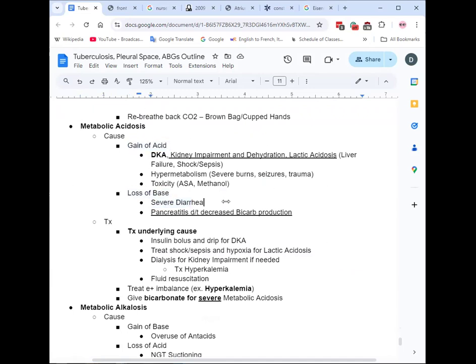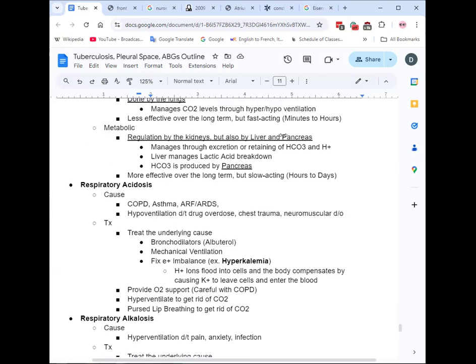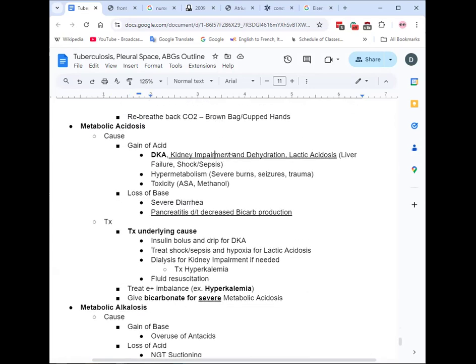Again, you don't need to know any of this. Don't worry about it. But if you cared or if it interested you, I have information here. If your kidney is impaired, you can imagine that if any of these three organs are impaired, it can lead to issues with the metabolic side. If kidneys are impaired, it directly either retains or wastes bicarb. If your liver's impaired, it breaks down lactic acid, so you end up having a buildup of lactic acid and have metabolic acidosis that way. And if your pancreas is impaired, then you have decreased bicarb production. So these are ways that you can have metabolic acidosis.